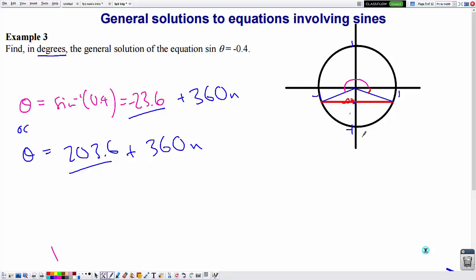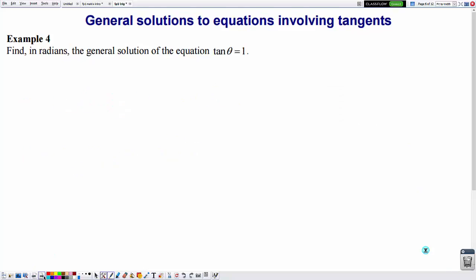Notice, I think you've started to get the picture. Doing this with a circle is much easier than doing it with the sine and cos curves. Okay, example number 4. I think now we're going to do one with tan. So tan is a little bit trickier with this.